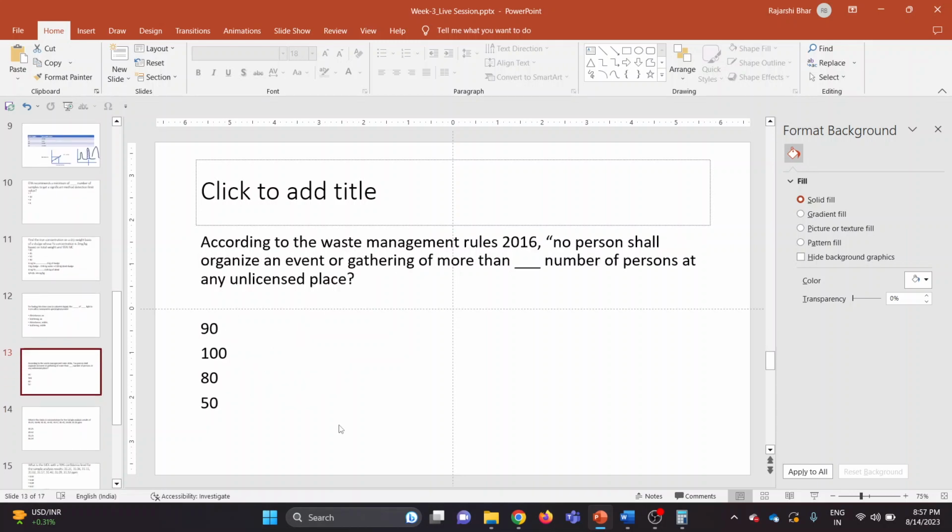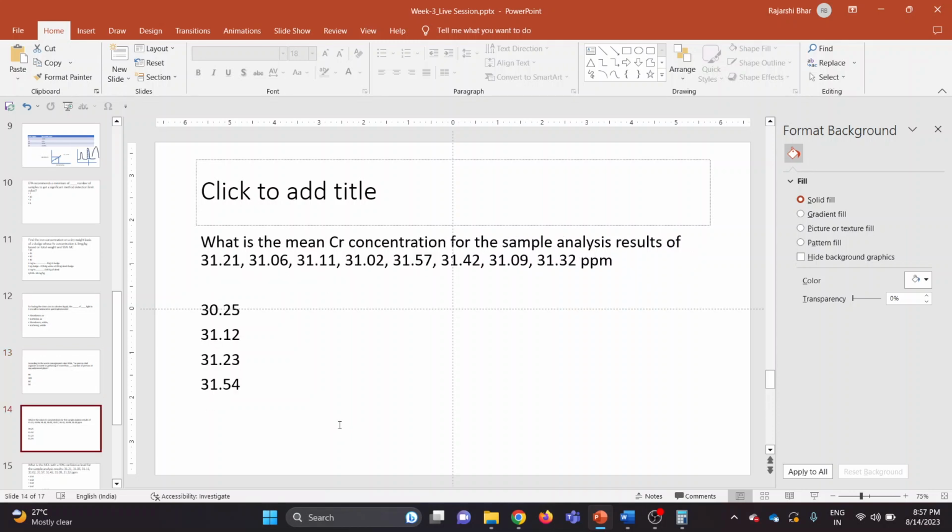The next question was regarding the SWM Rules of 2016. No person shall organize an event or gathering of more than 100 persons at any unlicensed place. If you are organizing an event in an unlicensed place and you are expecting more than 100 people to gather there, you need to inform the relevant authorities at least 3 working days prior. So there should be a gap of at least 3 working days from your event when you inform the authorities.